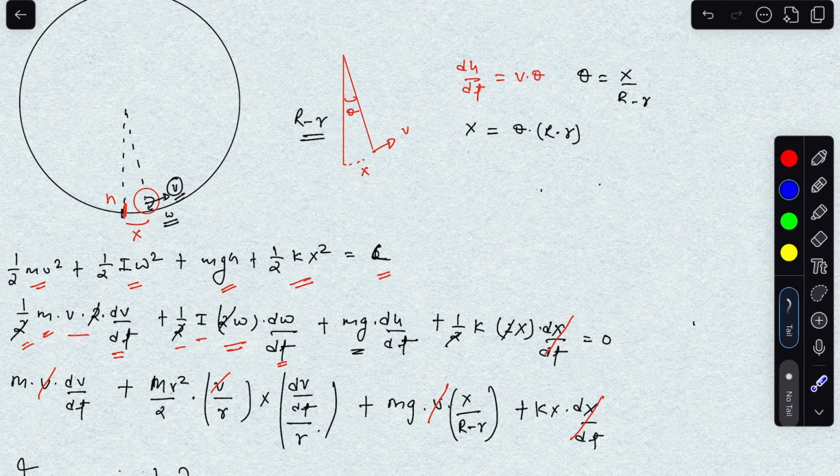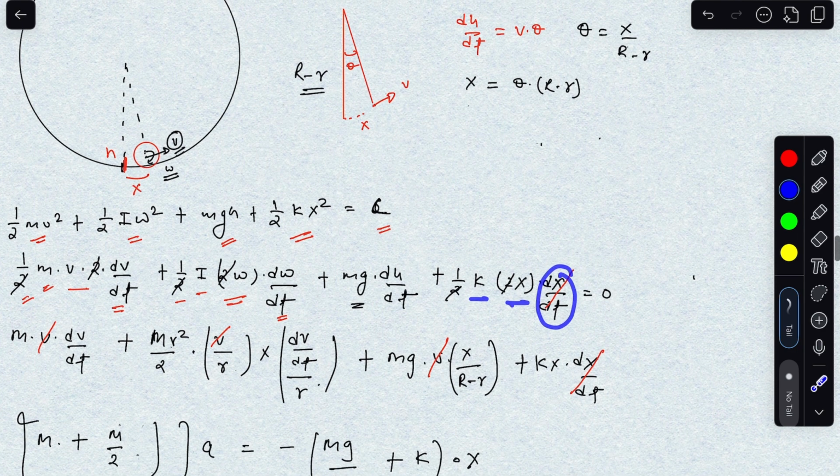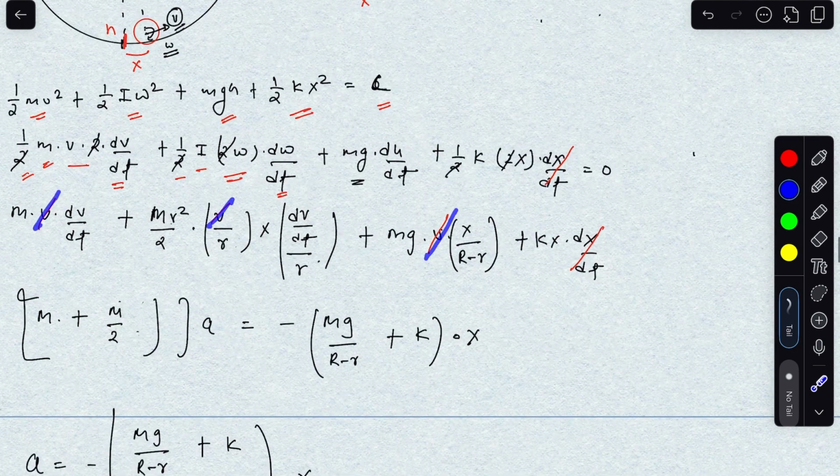The differentiation of half kx square is k times 2x dx by dt. Here I have replaced dh by dt with v times theta, which is x divided by R minus r. Since dx by dt is basically v, I have canceled out all the v's. Then dv by dt is the acceleration a on both sides. This has mass m, and the other is m by 2, and the r square is canceled out. So we get m plus m by 2 times a.